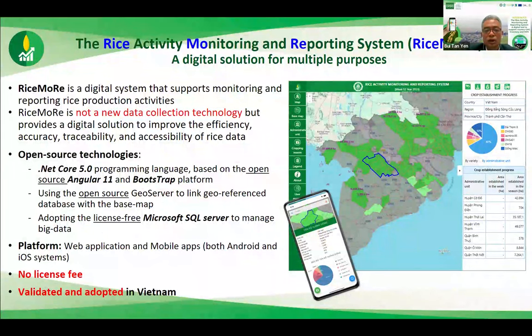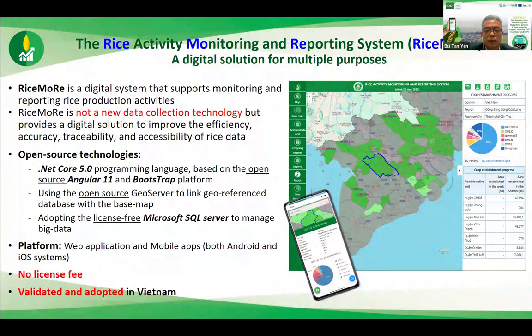So what is the solution that we propose? This is the rice activity monitoring and reporting system. We call it RiceMoRe. RiceMoRe is a digital system that supports collecting data at different levels. RiceMoRe is not a new data collection technology. Here I have to emphasize that this is not a new data collection technology, but a digital solution to improve the efficiency, accuracy, traceability, and accessibility of the rice data.